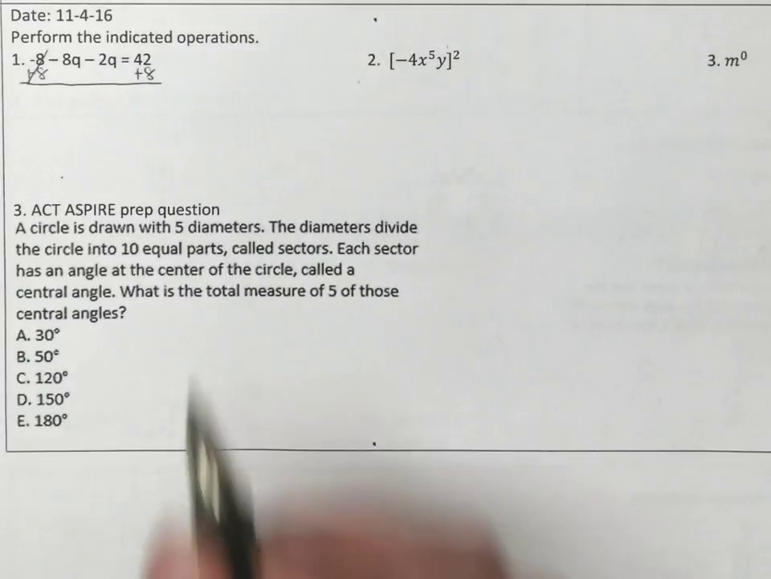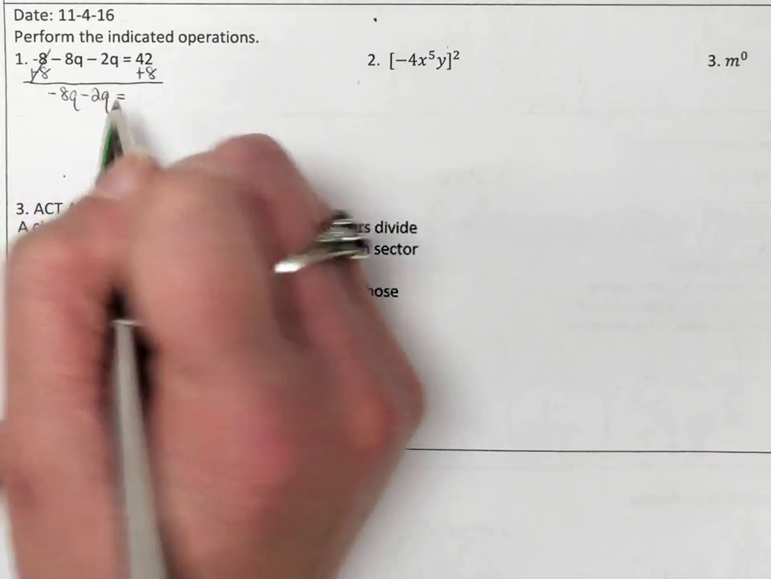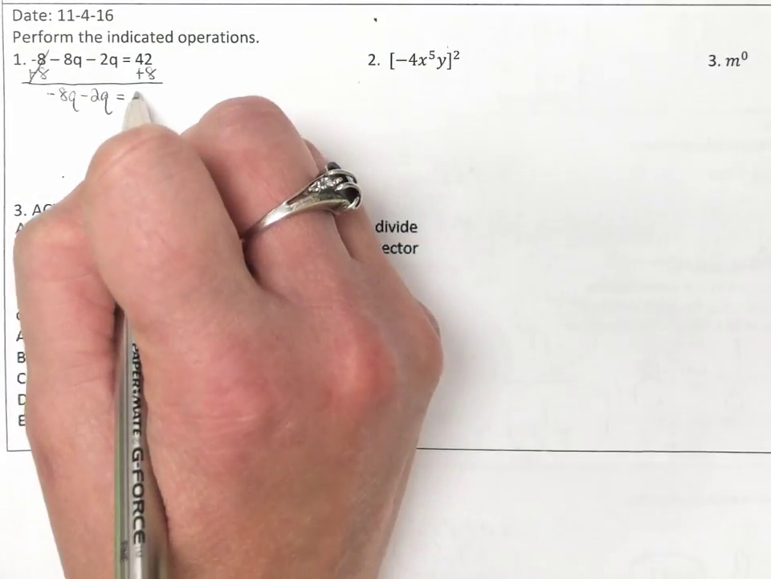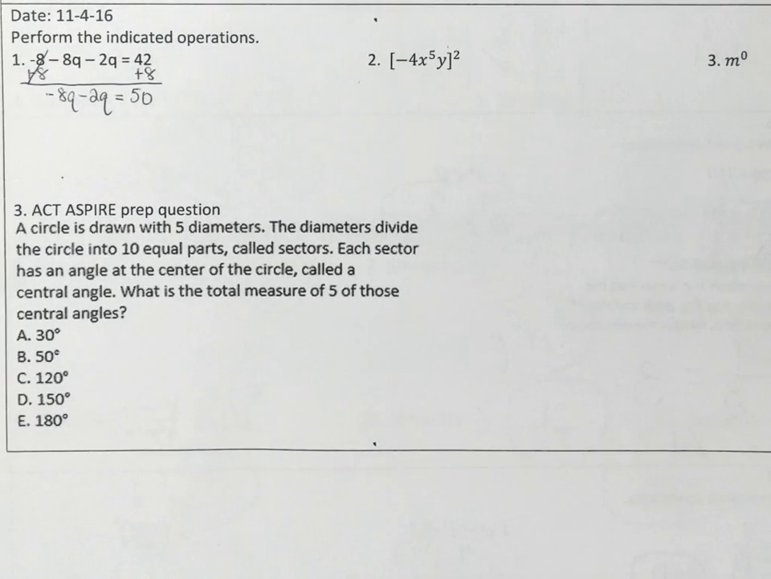Alright, so let's see. We have negative 8q minus 2q is equal to 50. There you go. How do you say 50? 50. That's right. I got my teams down back. Thank you, Joe. Thank you much. I got those. What else?